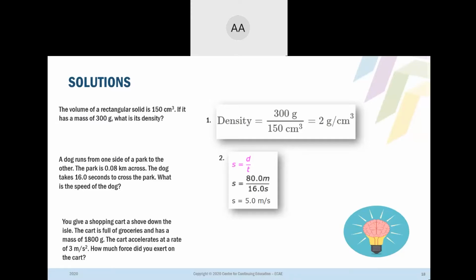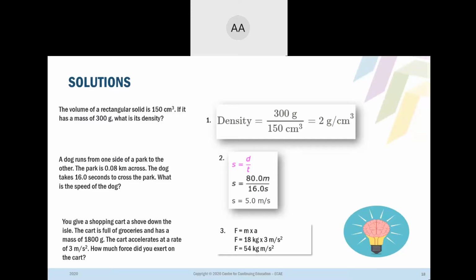Okay, last question. You give a shopping cart a shove down the aisle. The cart is full of groceries and has a mass of 1,800 grams. The cart accelerates at a rate of 3 meters per second squared. How much force did you exert? A little bit of a complicated one there. Let's see how you all did. So we know that force is equal to, yep, you got it, mass times acceleration.